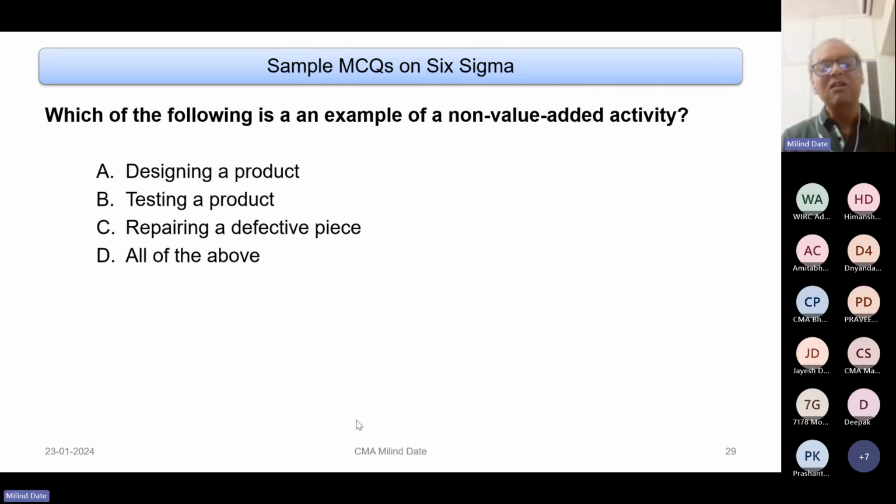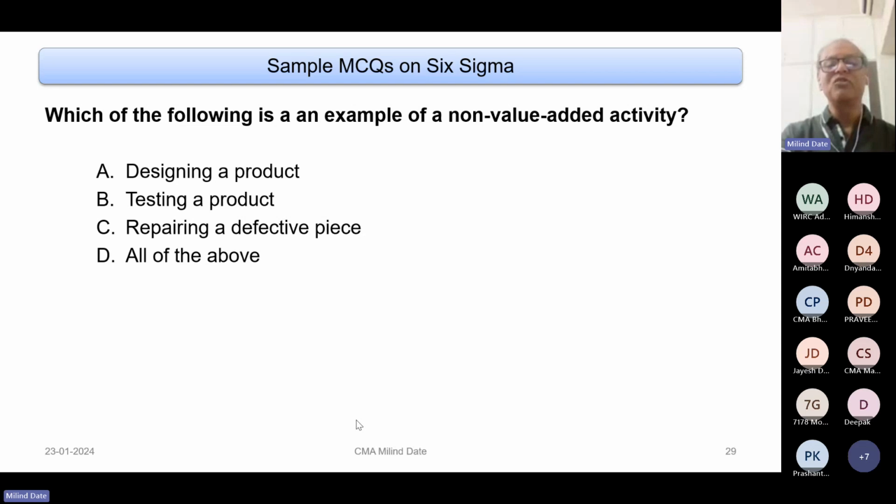Repairing a defective product, are you supposed to produce a defective product? No. So if you're spending money on the repairing and you tell the customer, hey, this was a defective product, we have refurbished, but you pay me the same price, will it add value to the customer? No, it will not add value to the customer, neither to you. So the only non-value added activity in this choice is C. This is non-value adding activity.